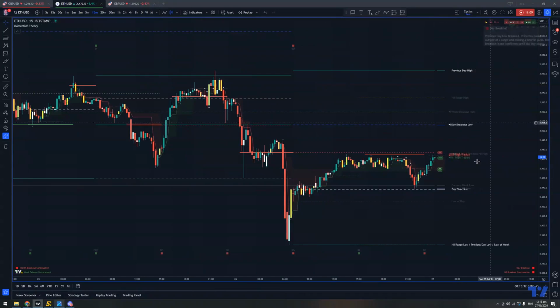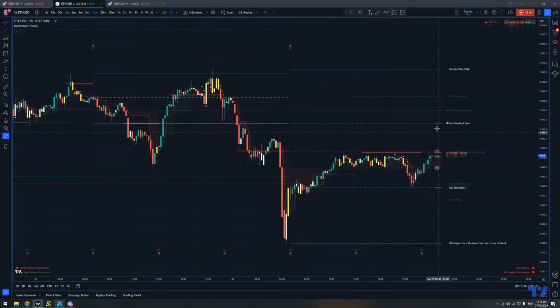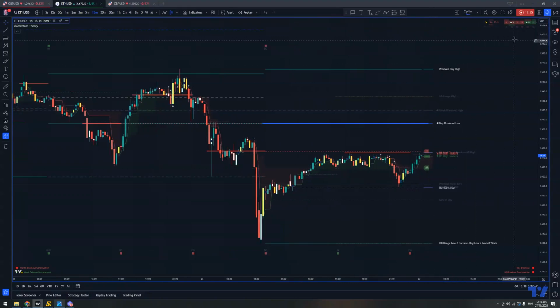So here's the daily breakout level, and we're bearish. We're below it, so that's why it's in red. The high and the low haven't been triggered yet, and this is why it hasn't lit up. It's because the previous day high and previous day low haven't been touched, and that's why there's no trigger there.